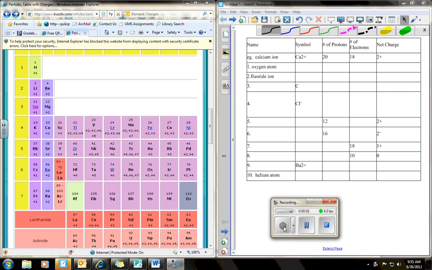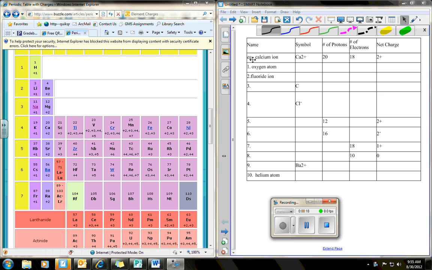So outcome number 2, I can explain the parts of an atom. You need to understand what an electron is, a neutron, proton, isotopes, atomic numbers, and atomic mass. On this table, you'll find a bunch of practice questions.